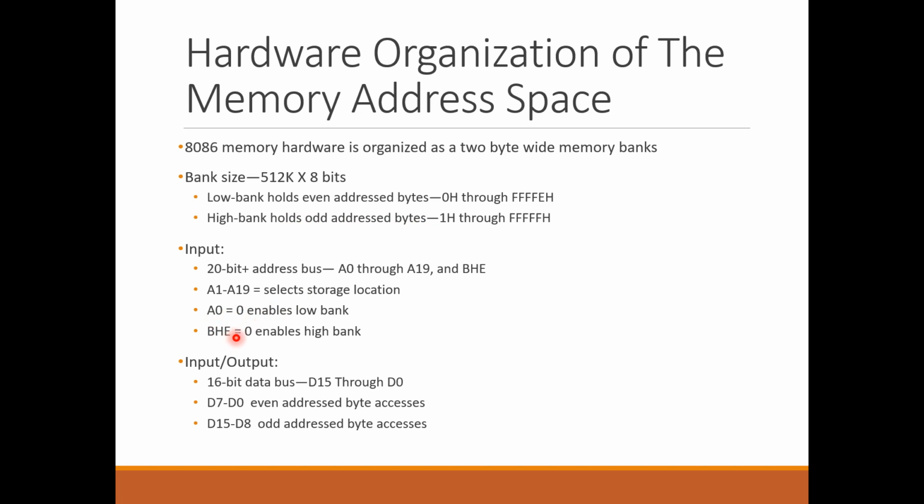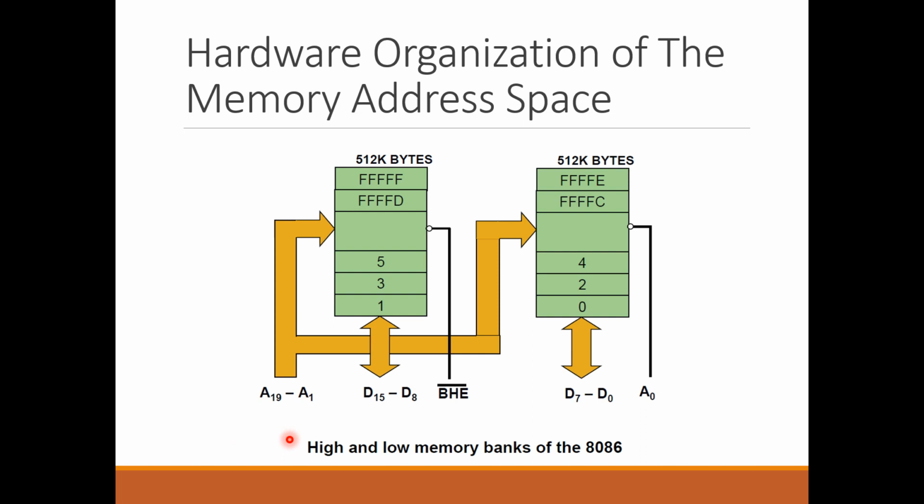And bus high enable enables the high bank. Why? Because whenever the microprocessor accesses the high bank memory locations, their data are going to be carried on the higher part of the data bus. We know that data can be input to and output from the microprocessor, and that it is 16 bits, D0 up to D15. D0 up to D7, the lower byte of the data bus, are used to hold the even addresses, and we know that each address holds 1 byte of data. And D8 up to D15, the higher byte of the data bus, are used to hold the odd addresses. Let's see that example.